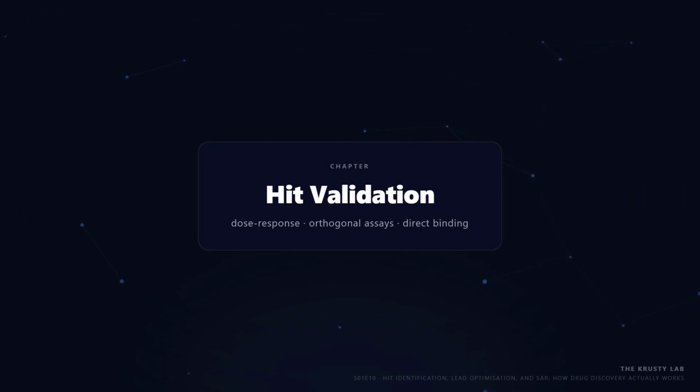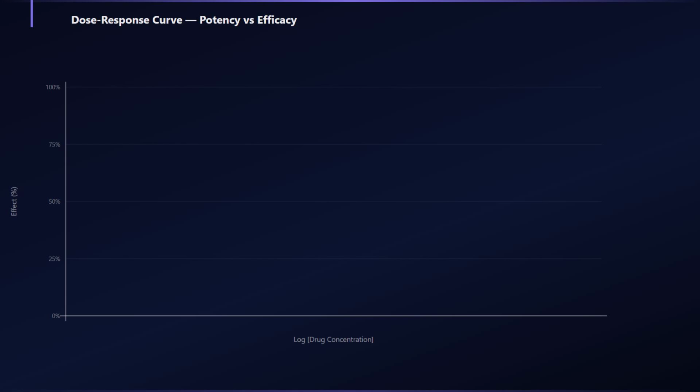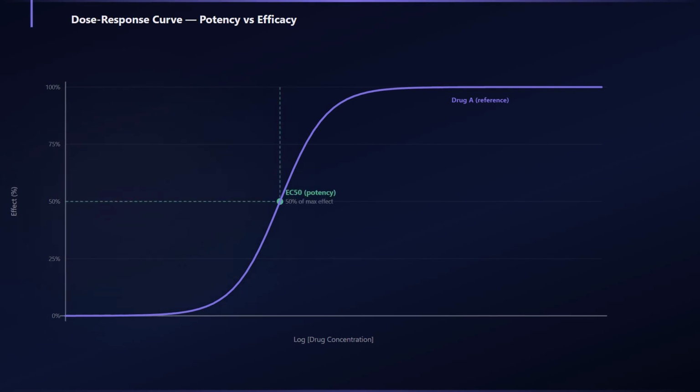Moving on. After your primary screen, you do not celebrate. You perform hit confirmation. Every compound that showed activity goes back into a dose-response experiment. You test it across a range of concentrations and fit the data to determine an IC50. The IC50, the concentration that inhibits 50% of your target's activity. This is your potency number. Lower is better. Low nanomolar is excellent. Millimolar is basically water with ambition.